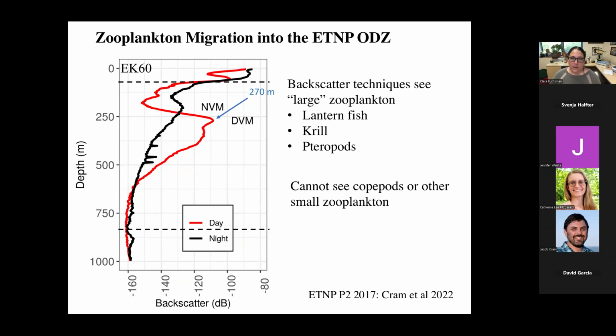And we can see the zooplankton migration looking at backscattering data. In this particular example, we have the day in red and the night in black. What you can see during the day is there's a maximum, and the peak maximum is at 270 meters, and this 270 meters is going to keep coming up over and over again. But these backscattering techniques see large zooplankton. Obviously, no zooplankton are really large, but such as lanternfish, krill, pteropods. It can't see small copepods or other small zooplankton.